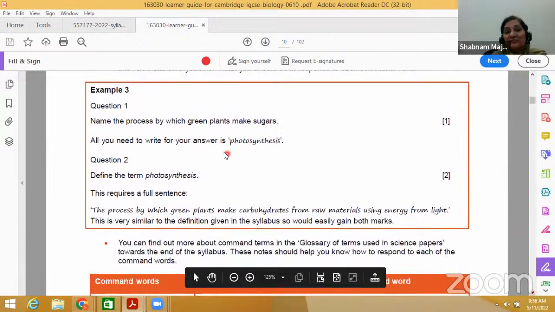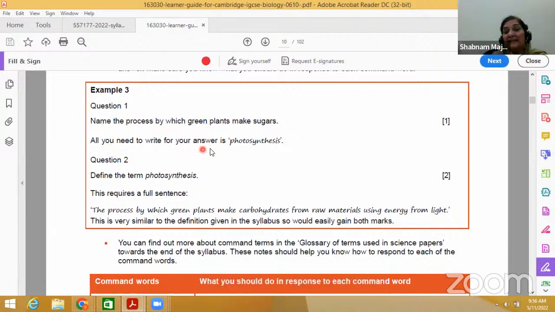Now, this is a question, suppose. We discussed it already. Name the process by which green plants make sugars. You need to write the answer: photosynthesis. Just 1 mark, photosynthesis, 1 word, 1 term, the process, photosynthesis.